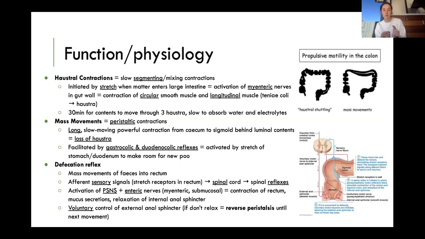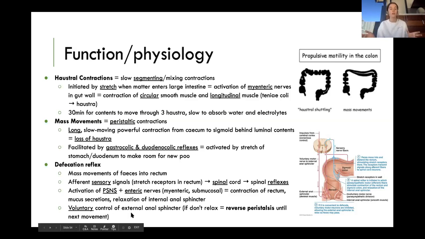So when you get these mass movements, the poo goes into the rectum, and then your sensory fibers go to your spinal cord, which activates spinal reflexes, and in combination with your parasympathetic nervous system and your enteric or gut nervous system, you get contraction of the rectum, more mucus, and then your internal anal sphincter, which is not voluntary, relaxes. And then you only poo when you get voluntary relaxation of the external anal sphincter.